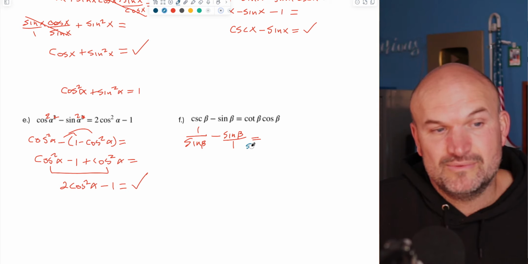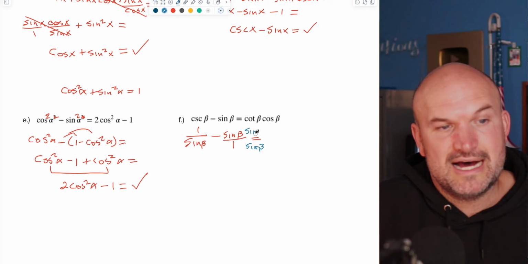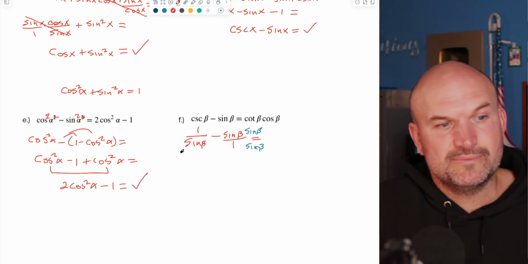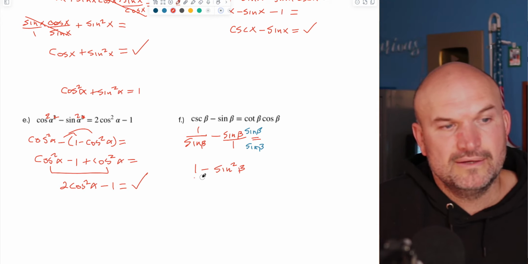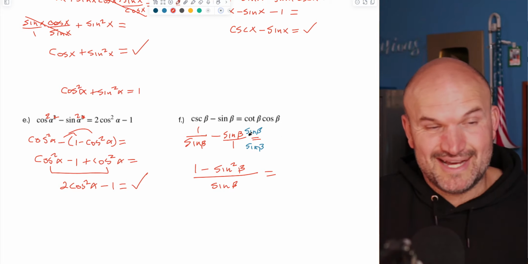It's going to be a sine of beta. So what I'm going to have to do is multiply by the sine of beta on the top and the bottom over here. And what that's now going to produce is a 1 minus sine squared of beta all over a sine of beta. There you go. Okay, now it looks pretty similar, but we're not there yet.